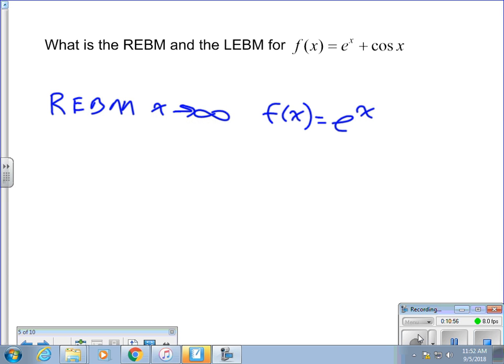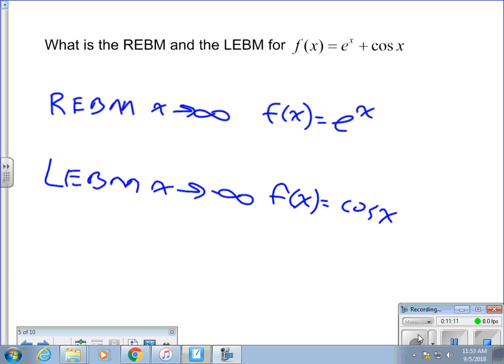My left end behavior model is what happens as x goes towards negative infinity, which would be cosine x. Because although cosine x will never be larger than 1 or smaller than negative 1, e to some extremely large negative power is essentially 0. And if I'm adding essentially 0 to anything else, that essentially 0 makes no difference whatsoever. Okay.